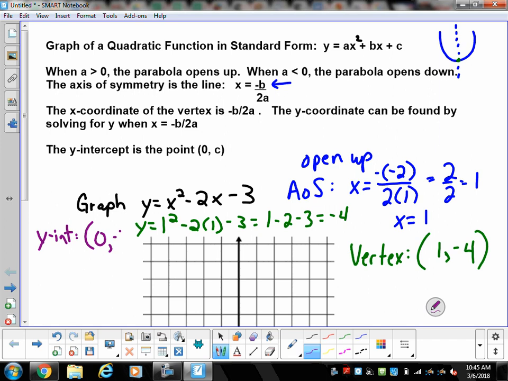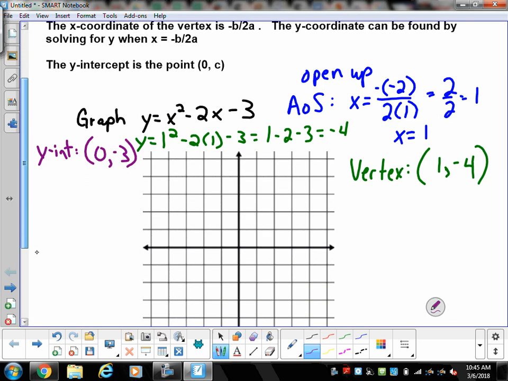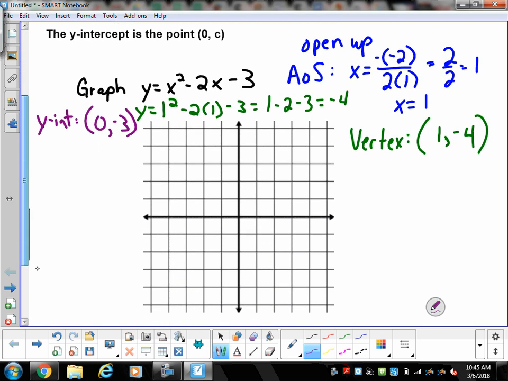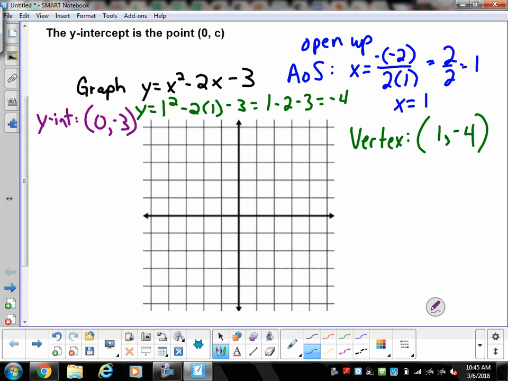Negative 3. So that gives us another point we can plot. All right, so how do we go about graphing? We're going to use a lot of this information here. Okay, first off, we know that it opens up.